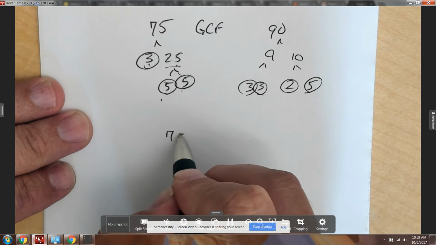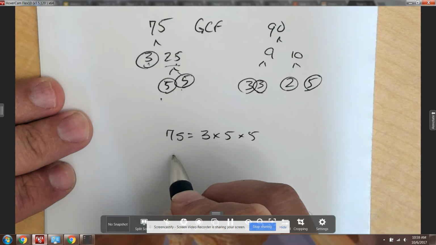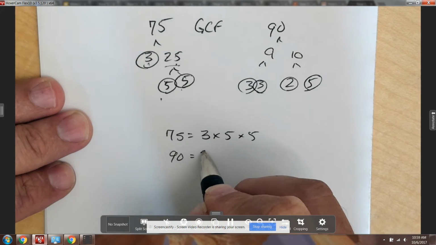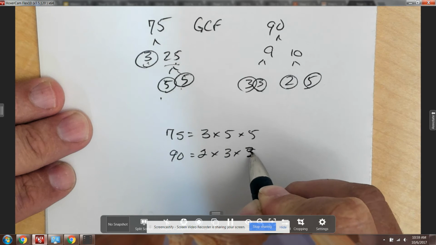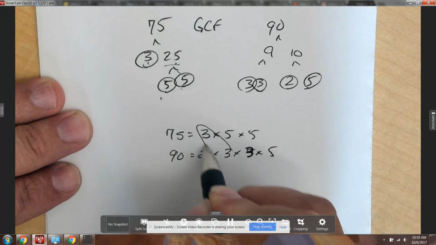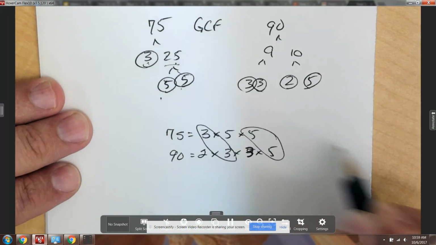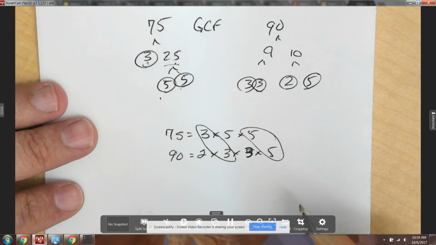Okay, so 75 is equal to 3 times 5 times 5, and 90 is equal to 2 times 3 times 5 times 3 times 5. Common prime factors are a 3 and a 5. And it is one factor from each pair being multiplied together.